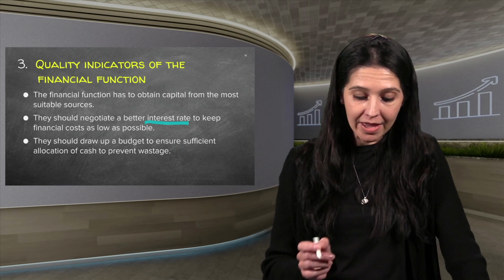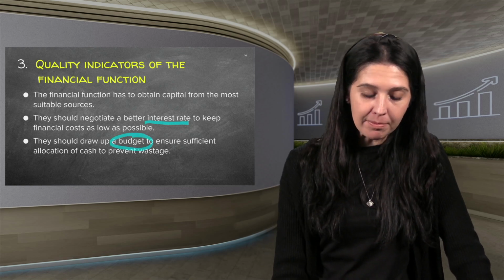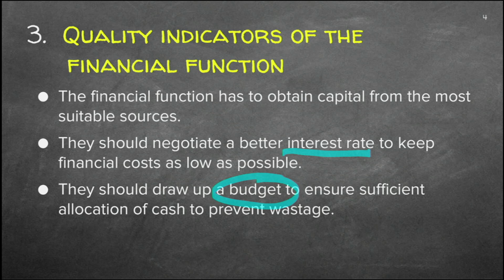So it's important that they try and negotiate a favorable interest rate for the business if they are borrowing money. And then also important, they must budget properly and make sure that there is no wastage or money that is being wasted or not allocated correctly to different departments.